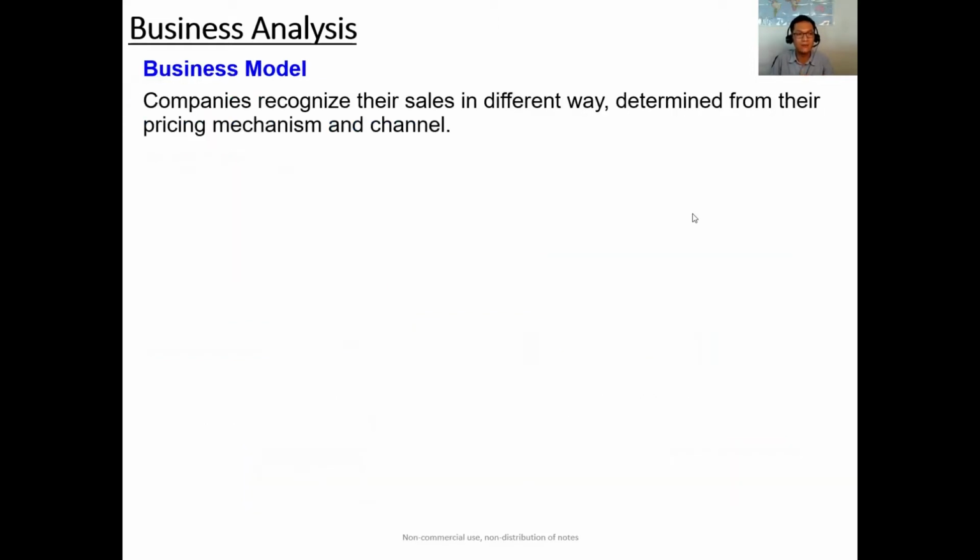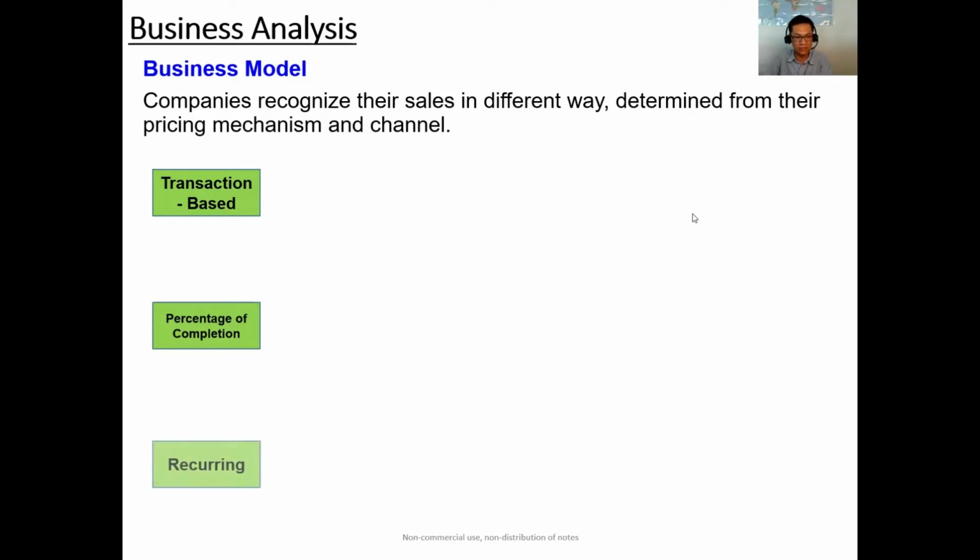Then, some companies recognize their sales revenue in very different ways. It is determined from their pricing mechanism and channel. So there are companies that recognize their sales revenue on a transaction basis. There are also companies that recognize their sales revenue in terms of percentage of completion of the project. There are also companies that recognize their sales revenue through the recurring method.